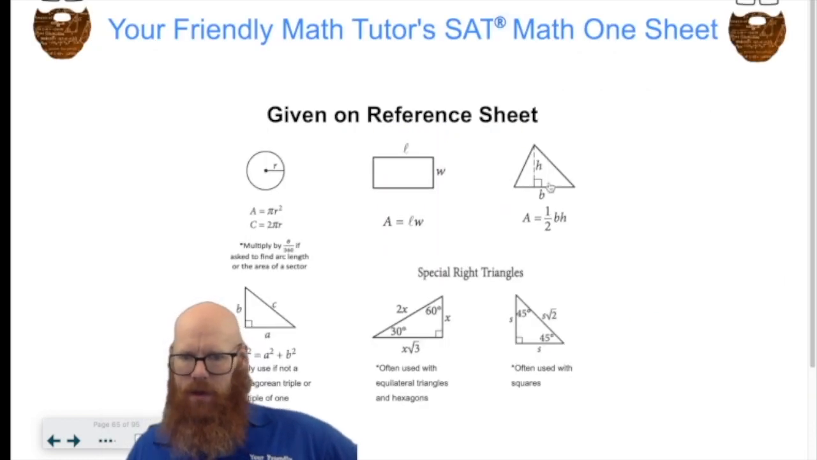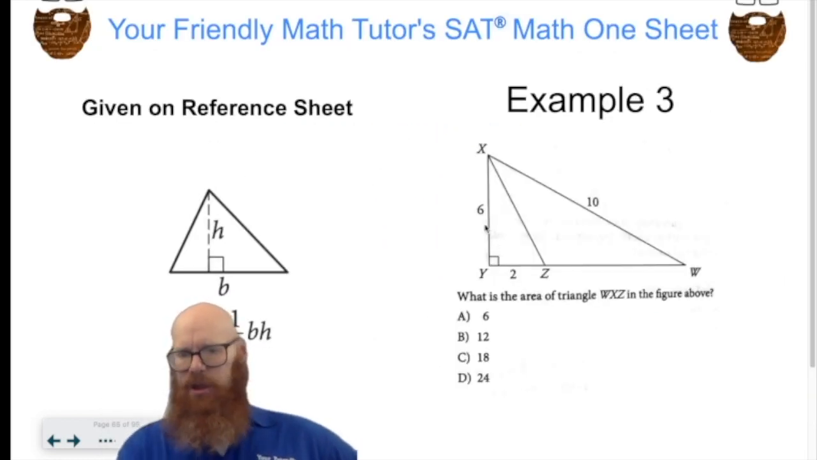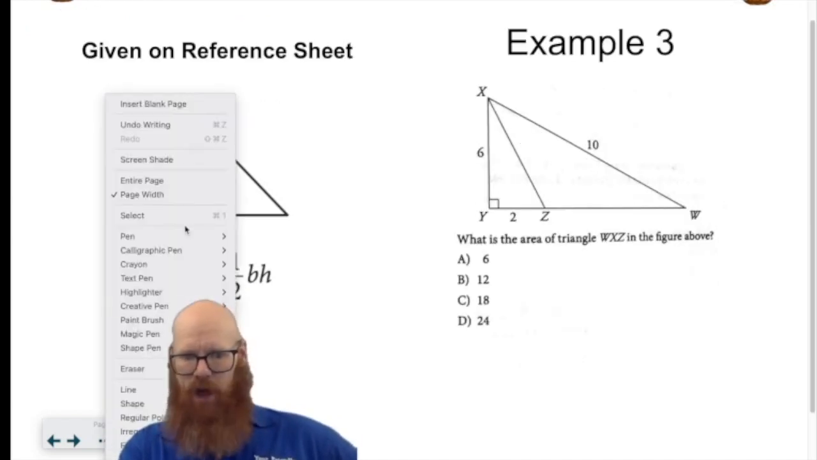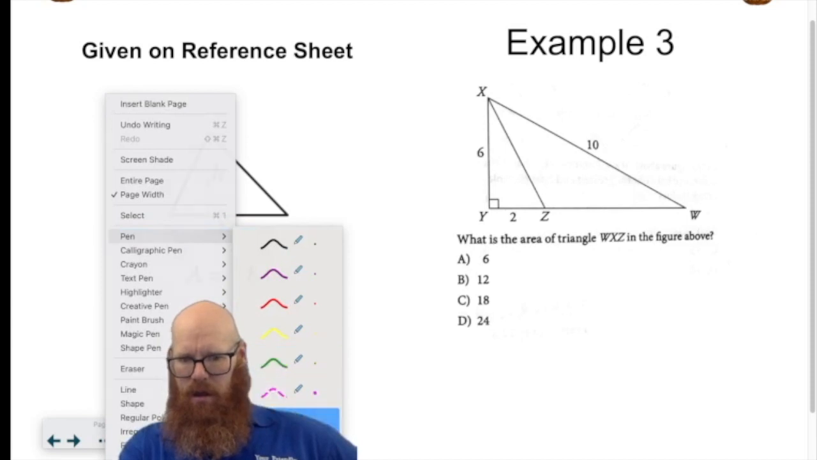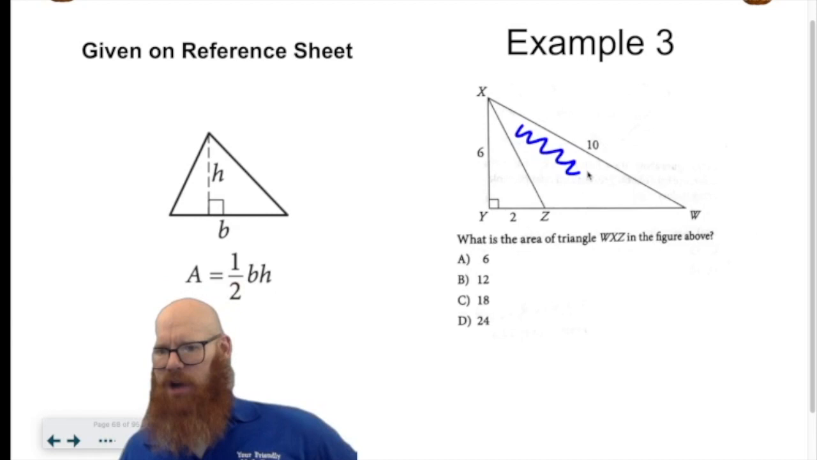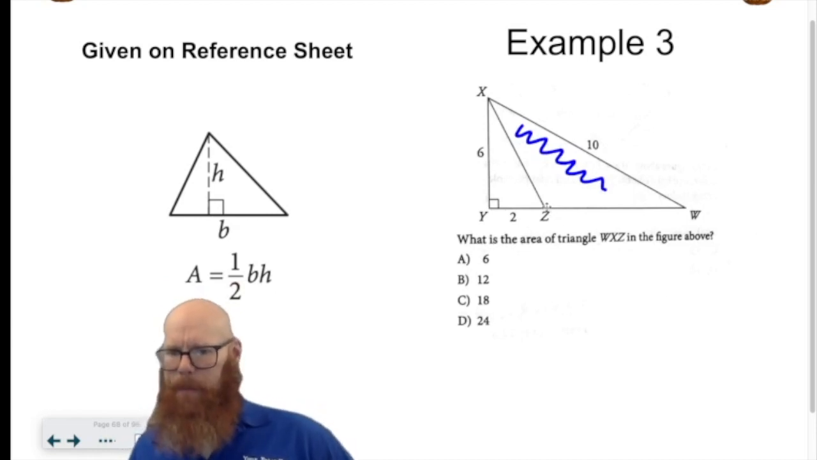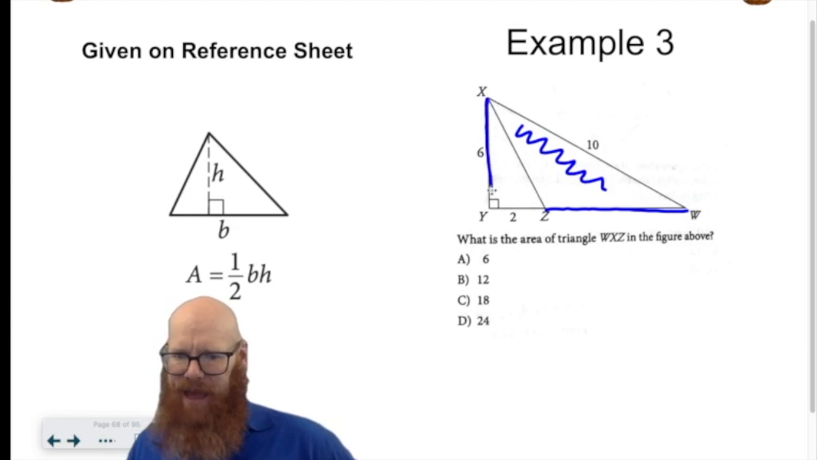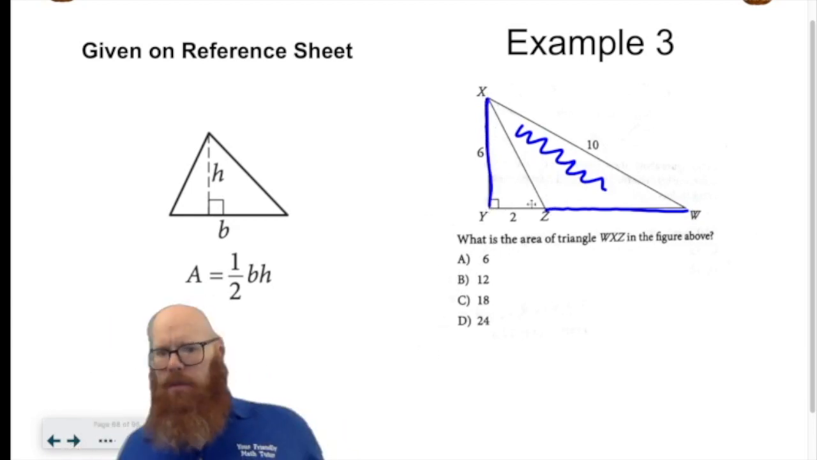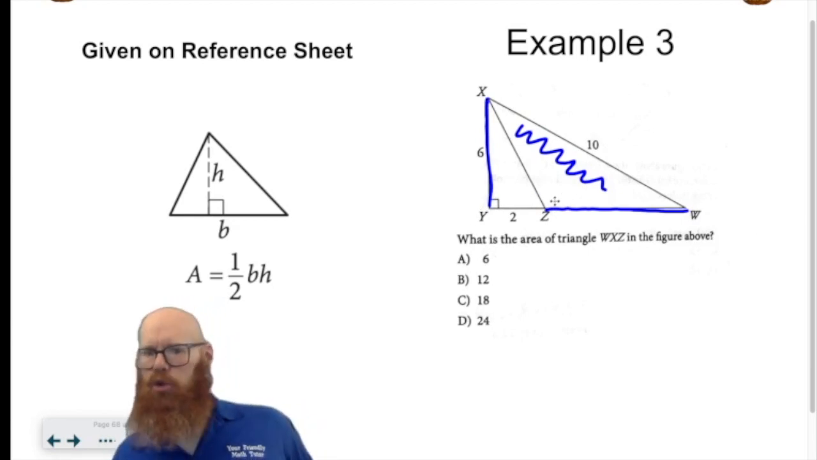So our next one is going to be the area of a triangle. So this one wants the area of triangle WXZ. Well, WXZ is this triangle. So what we have to know is that the base of the triangle is ZW. And actually, it's an obtuse triangle. The height of the triangle is not XZ. It's actually XY. The altitude is always perpendicular to the base, but the base has to be extended here because it's an obtuse triangle.